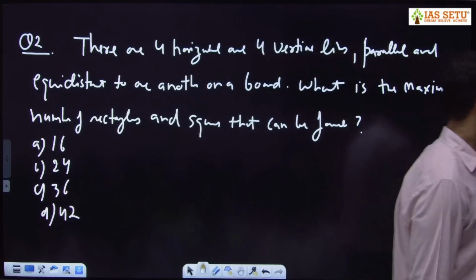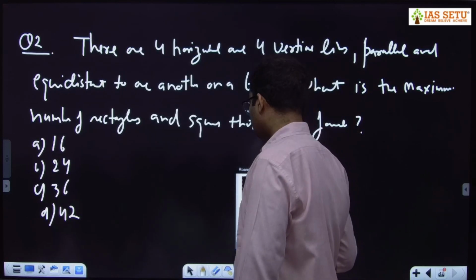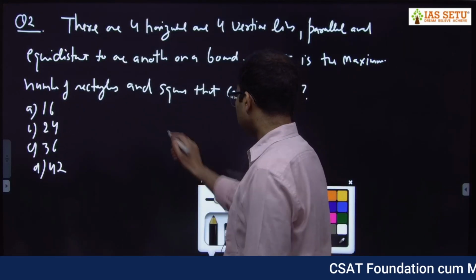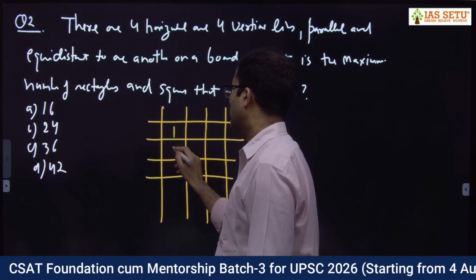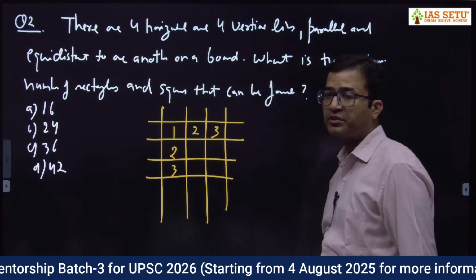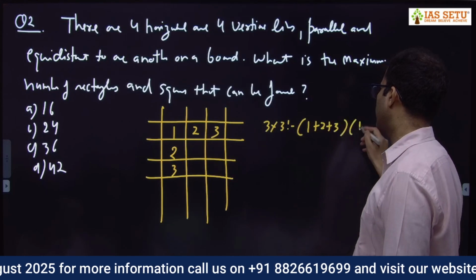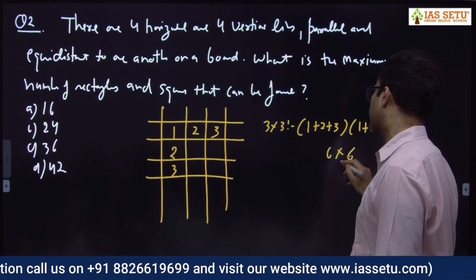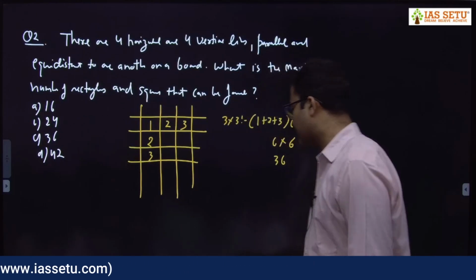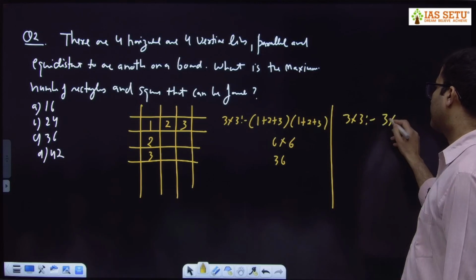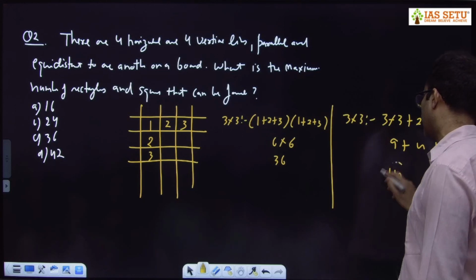Okay. So it is 4 horizontal, 4 vertical line. So your figure will be 3 by 3. Let us do. In 3 by 3 figure, how many rectangles are there? Bracket start 1 plus 2 plus 3, 1 plus 2 plus 3, 6 into 6, 36. How many squares are there? 3 into 3 plus 2 into 2 plus 1 into 1, 9 plus 4 plus 1, 14.